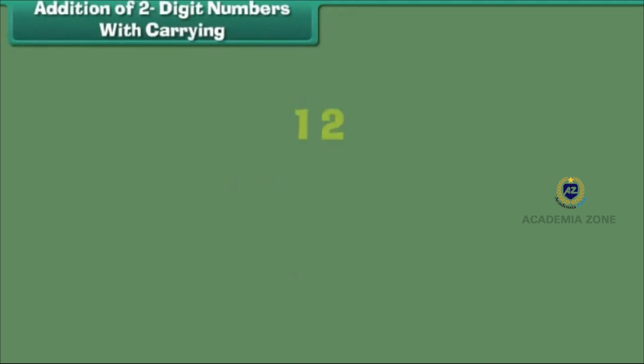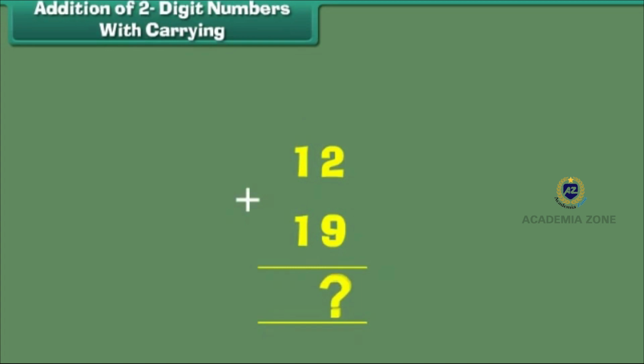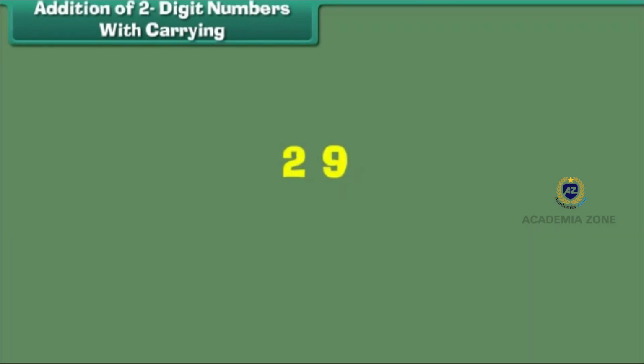Addition of 2-digit numbers with carrying. Another technique of adding 2 2-digit numbers is through carrying. Let us understand it with an example. What is 29 plus 44? The digits at the ones place are 9 and 4. 9 plus 4 is equal to 13. Write 3 at the ones place and carry over 1 to the tens place.